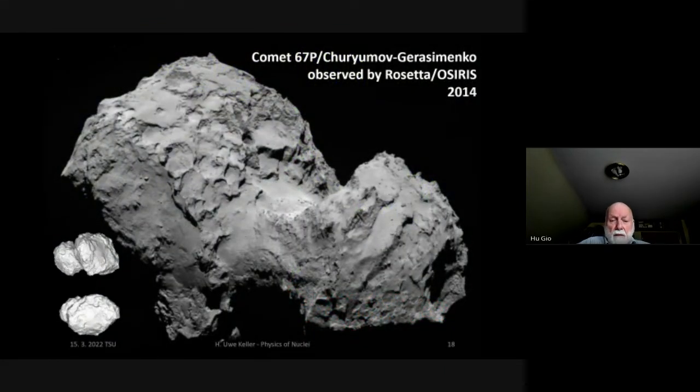When we arrived at the comet, we were quite surprised by the shape of the comet, which clearly showed a very strong bilobal shape, where you have a smaller lobe on the right-hand side and a bigger lobe on the left-hand side, and between them the area we call the neck. And you can see when we approach the comet from the northern part.